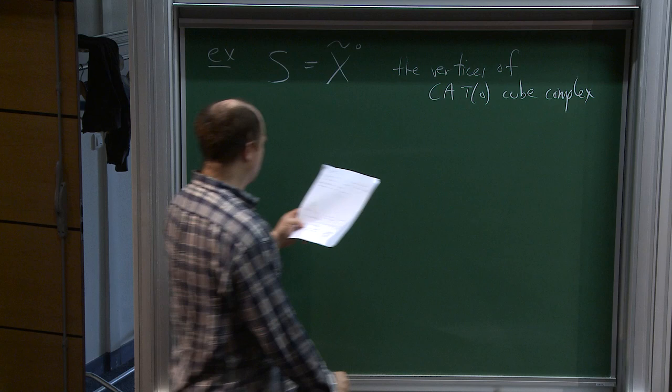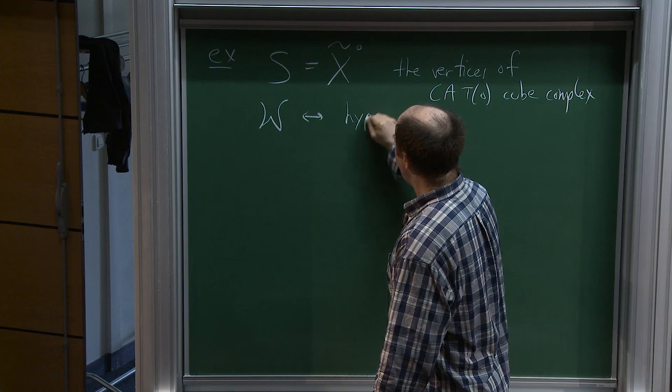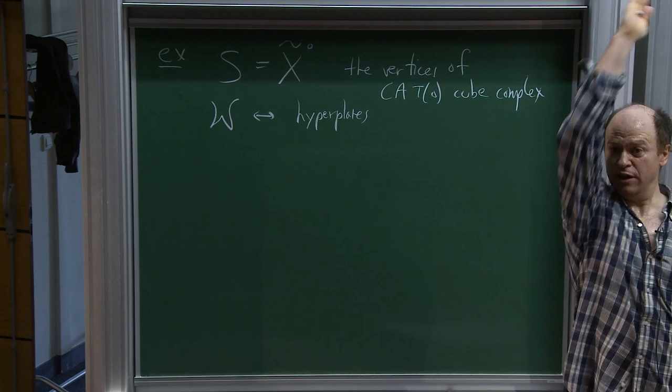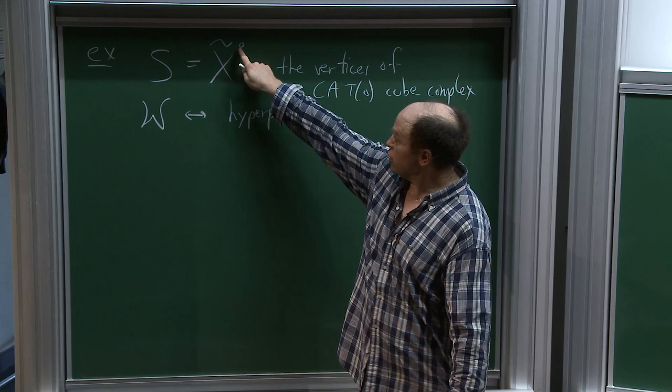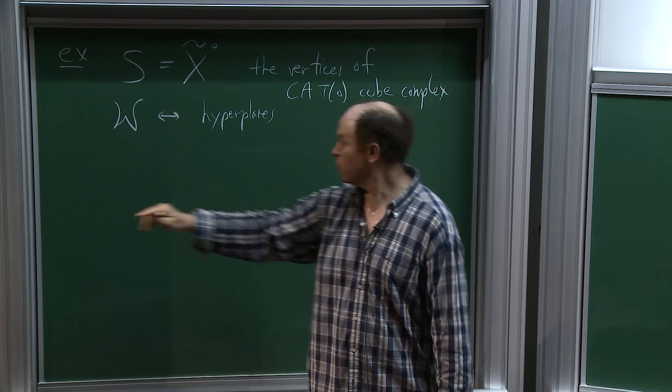and the walls correspond to the pairs of half spaces associated to the hyperplanes. So each hyperplane in the CAT(0) cube complex, when you just consider the vertices of the complex, cuts the vertices into the ones that are in one of its half spaces and the vertices that are in the other half space. So the hyperplane gives you a wall.